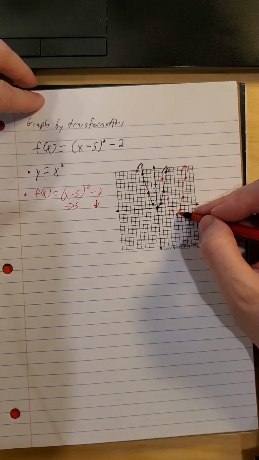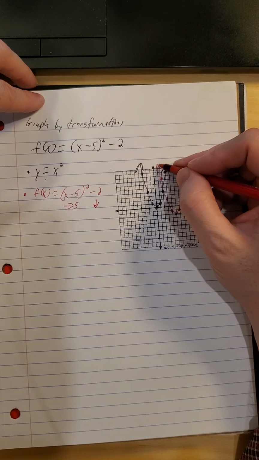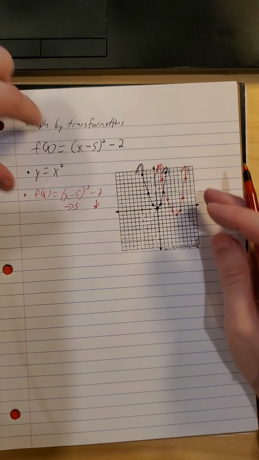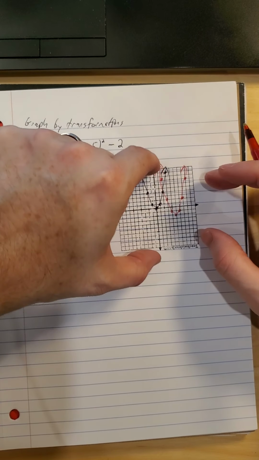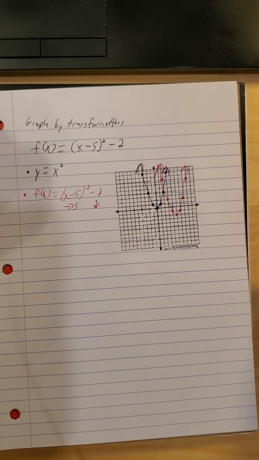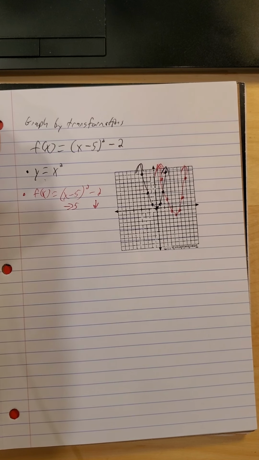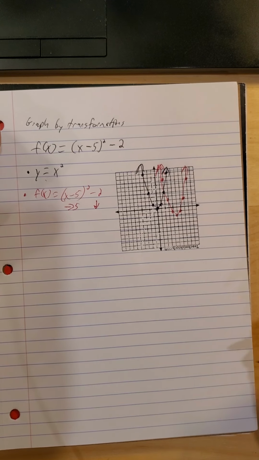So we just picked up that previous graph and moved it to the right and down. We didn't change the shape at all. The next thing that we take a look at, now we do start changing the shape a bit.